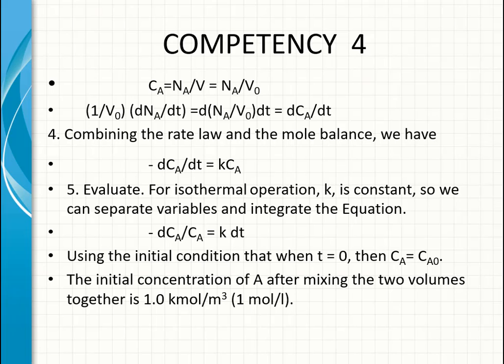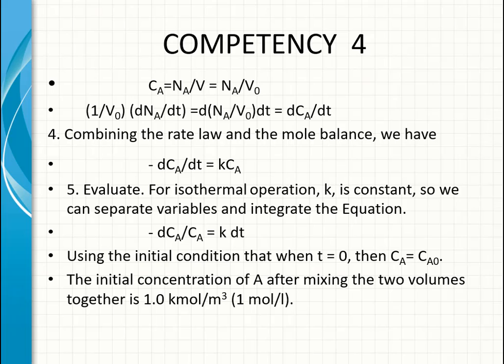So we evaluate for isothermal operation in this way. k is constant, so we separate variables and integrate the equation. So we will have that minus dCA divided by Ca is equal to k dt. The integral of dCA over Ca is natural log of Ca, and the limits from Ca0 to Ca then will be natural log of Ca divided by Ca0. But to take the negative number, we will put natural log of Ca0 divided by Ca.